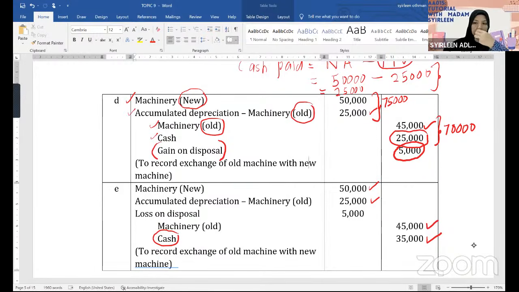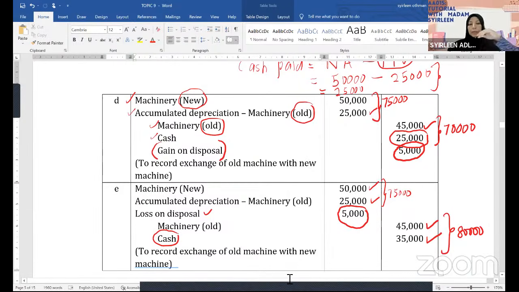Okay, alright. So on the debit side, you have 75,000. Okay, and on the credit side, you have 80,000. So actually tak cukup kan? So to top up the value, nilai yang kurang tu ialah 5,000. So saya akan tambah 5,000 tu di sebelah debit. Okay, so bila saya tambah 5,000 tu di sebelah debit, that 5,000 is actually loss on disposal. Okay, this is how you record the exchange ataupun the trade-in of old machine with a new one.